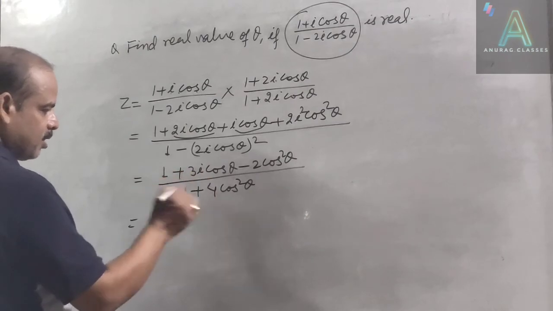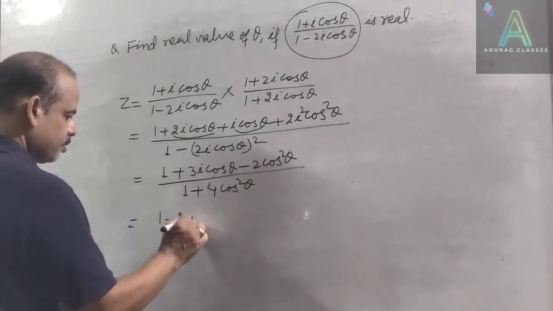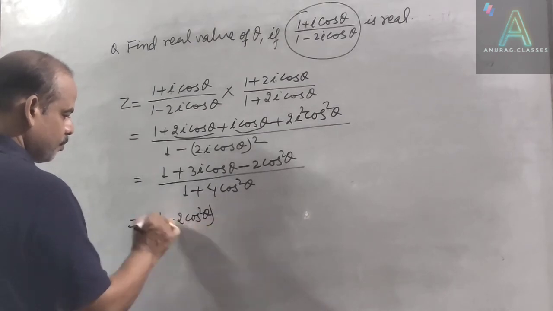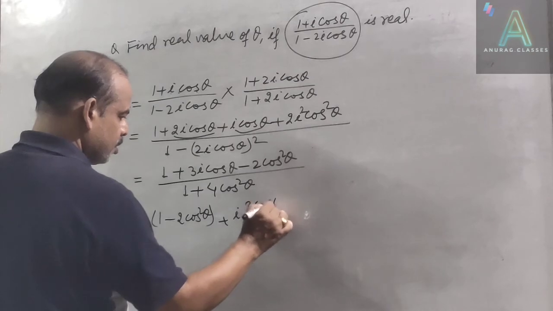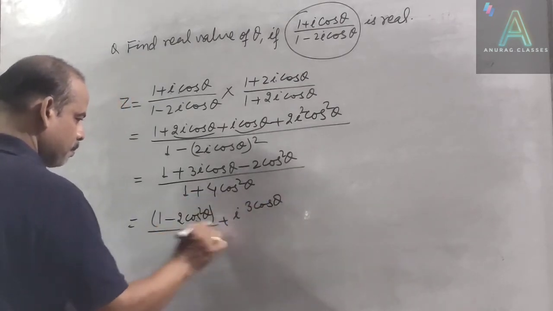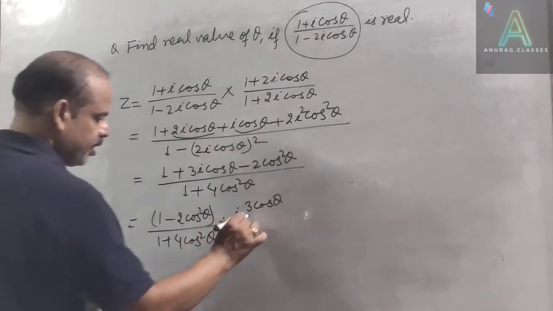Separate it as real and imaginary. So 1 minus 2 cos square theta with the real part plus iota 3 cos theta, and 1 plus 4 cos square theta can be separated with both.